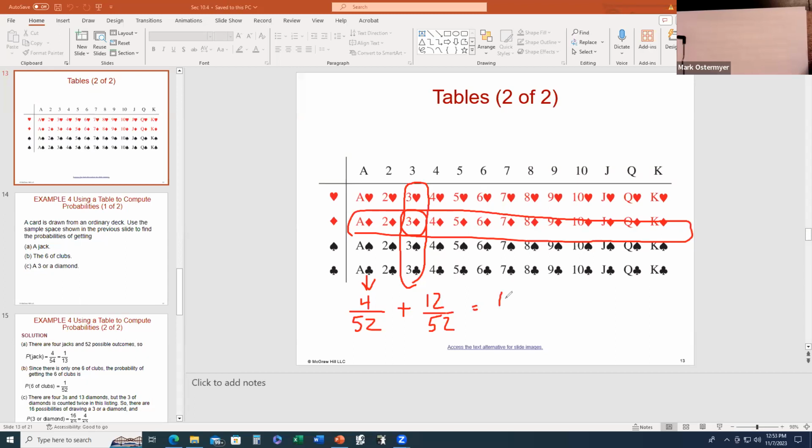So this gives us 16 over 52. And by 2, this reduces down to 8 over what? So it would be 8 over 26, actually. And that further reduces down to 4 over 13. All right, so that's the probability of selecting a 3 or a diamond.